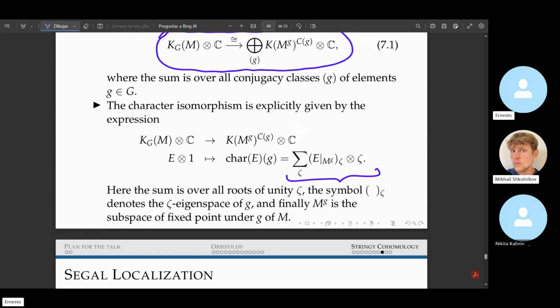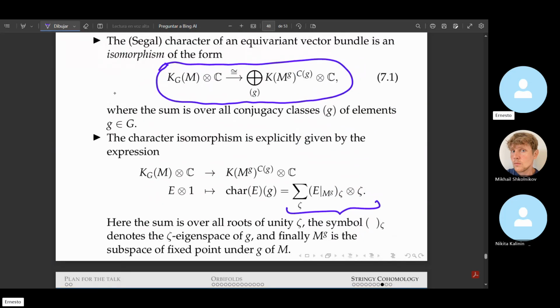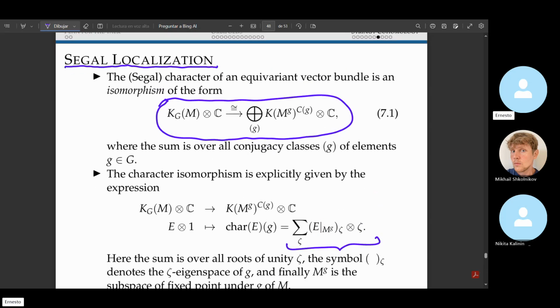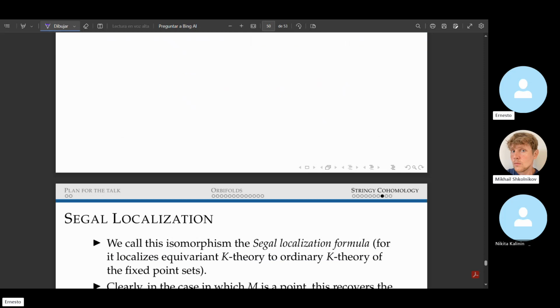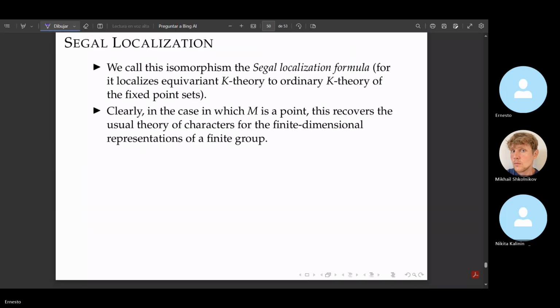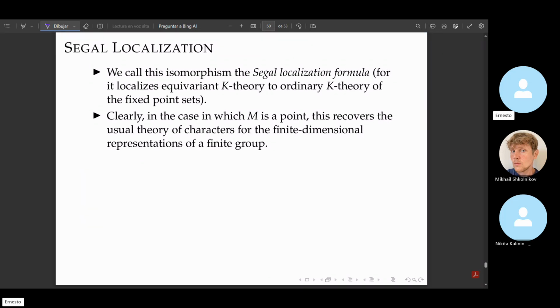And notice that it localizes equivariant K-theory. These objects here are equivariant vector bundles, and these are ordinary vector bundles, no longer equivariant. So when M is a point, this recovers the usual theory of characters for the finite dimensional representations of a finite group.